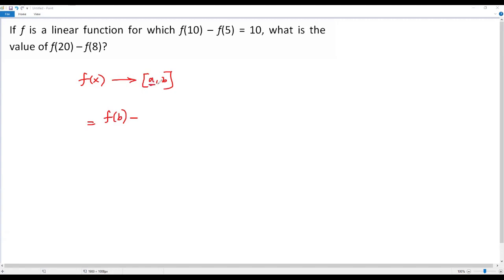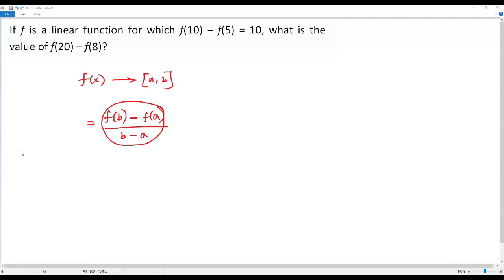Now we plug in the left side boundary value a for x, and we get f(a). It has to be divided by the right side boundary value b minus the left side boundary value a. So this is the formula to get the average rate of change of the function f(x) over this interval. Actually, the average rate of change is the slope, so we can use this as a formula to get the slope of the function f(x).